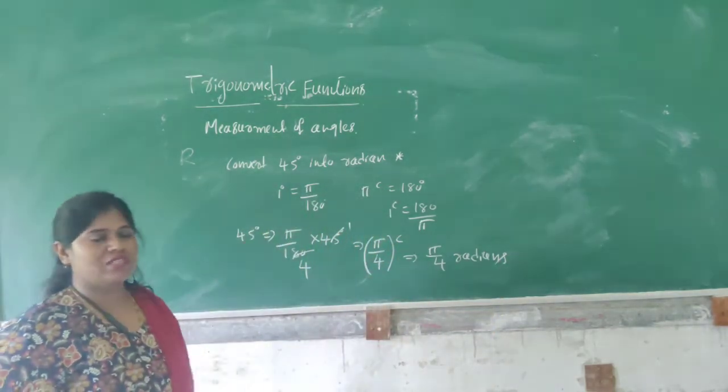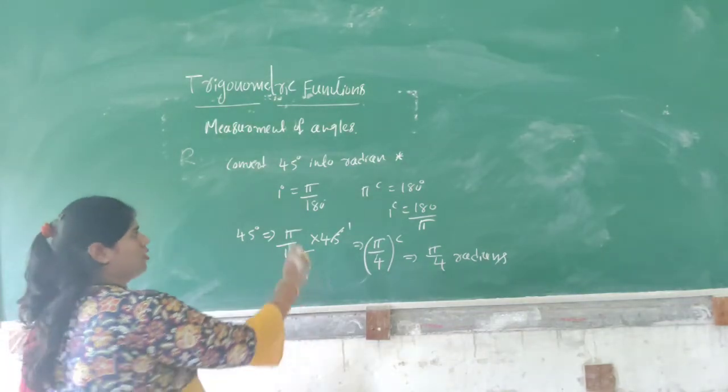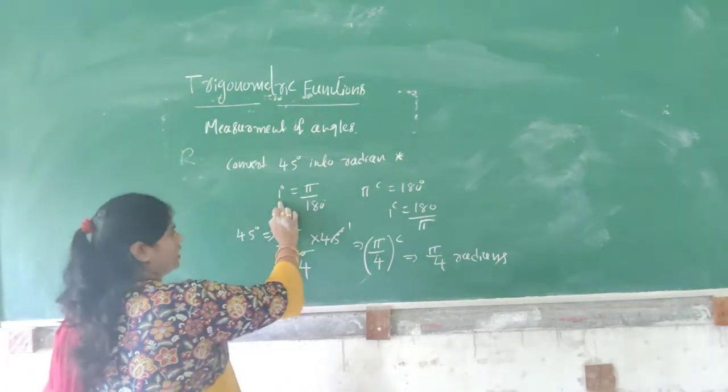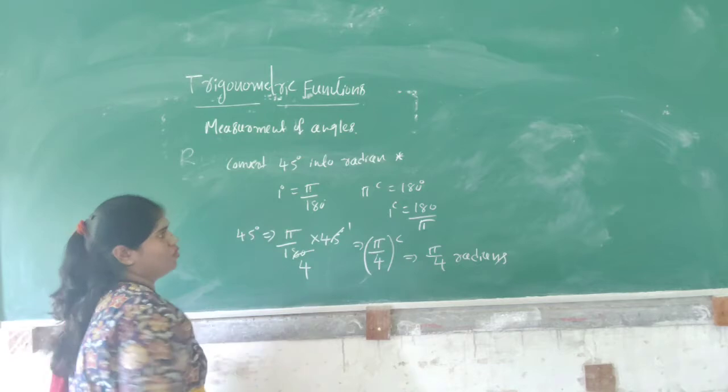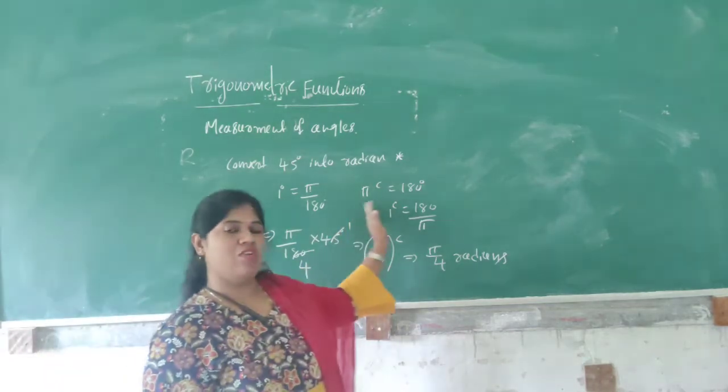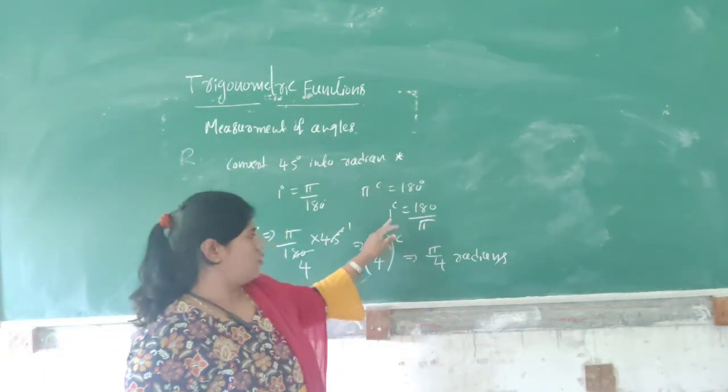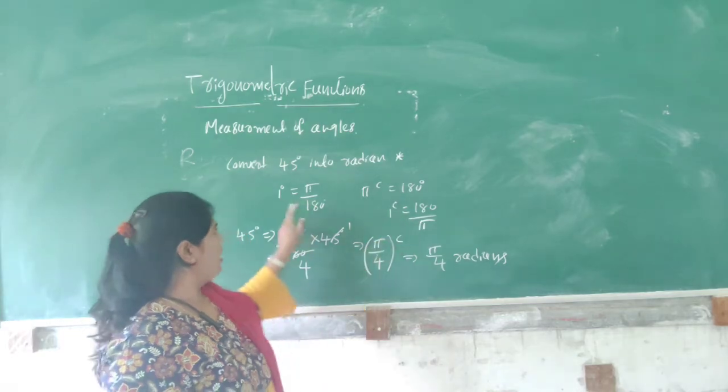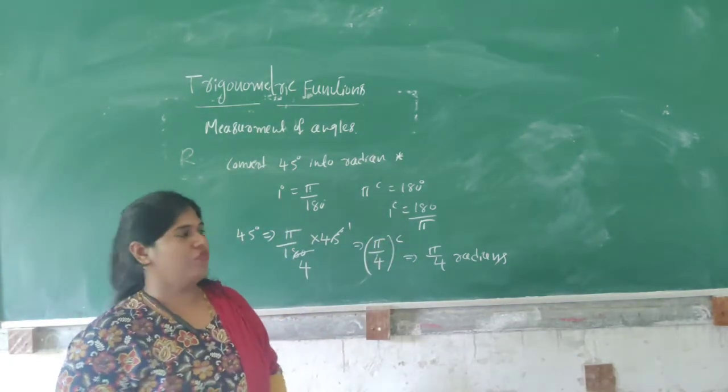These two formulas are very important. To convert, if it is in degrees, we have to write this formula. If it is in radian, we have to convert into degrees, we have to use this. This one is the radian formula. This one is the degree formula.